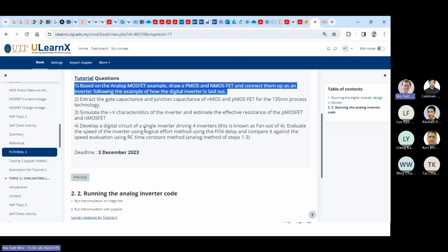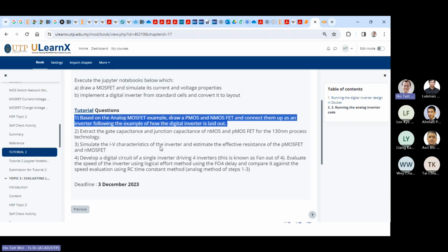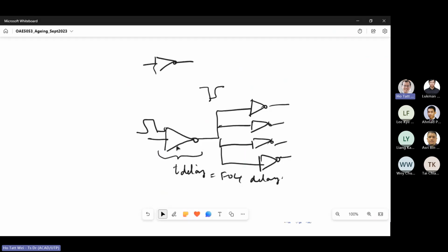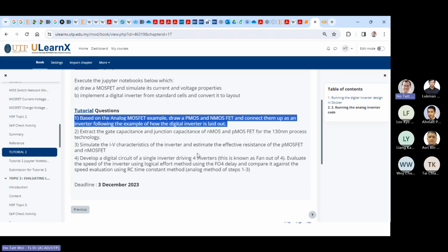Or you can do the digital way, which is, there's an example here. It's just 1 inverter, but you have to connect that inverter to a load of 4 inverters. And then you are actually looking at the delay of this inverter, not this inverter. These 4 inverters are actually the load of this. Right, and that is called the fan out 4 delay. And then you can use that fan out 4 delay as the basic unit for your logical effort calculation for delays, right? So that is the whole point of this experiment.